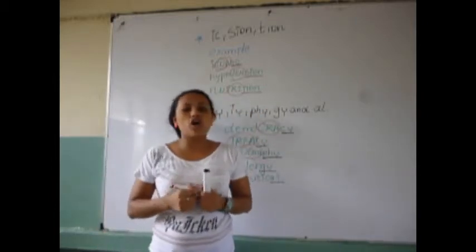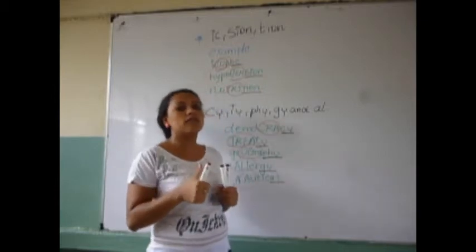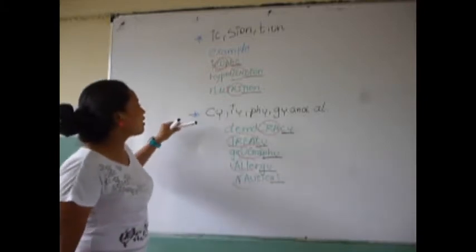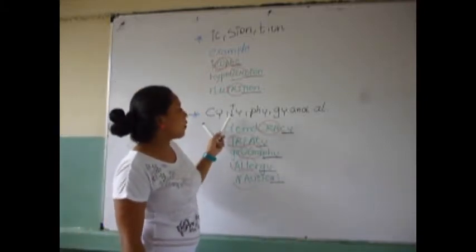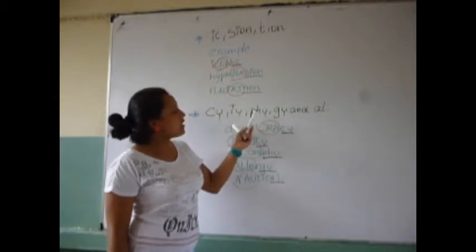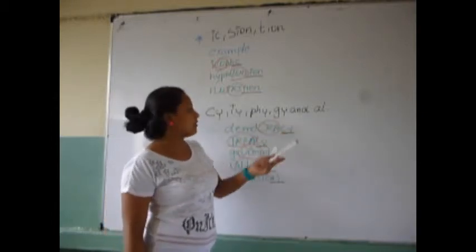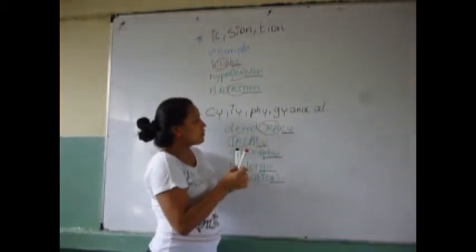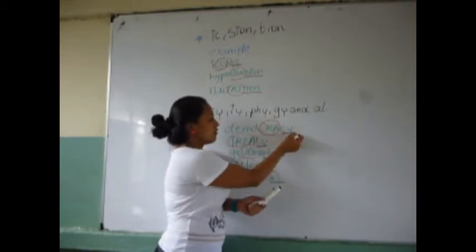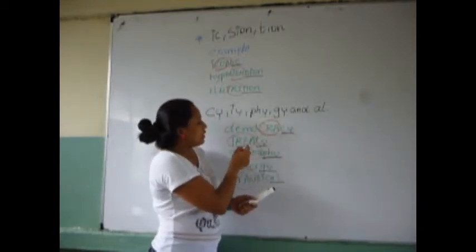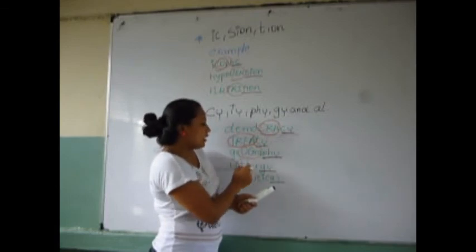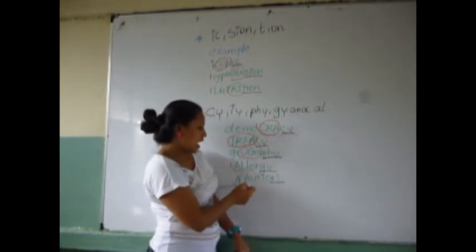You put the stress on the third syllable from the end with the words that end with the suffix CY, TY, PHY, GY, and AL. For example, we have the word democracy. We have the stress here before the suffix. Treaty. Treaty. We have the stress here before the suffix. Geography, allergy, and nautical.